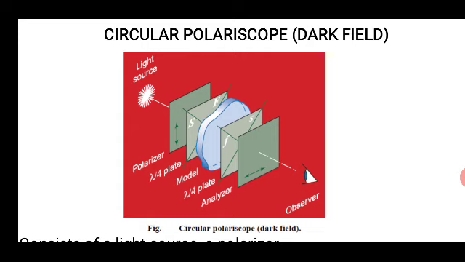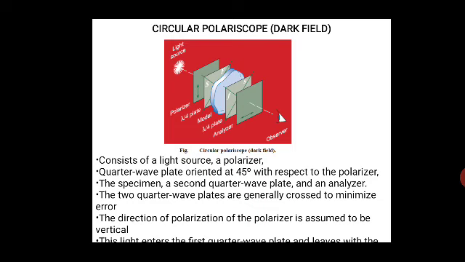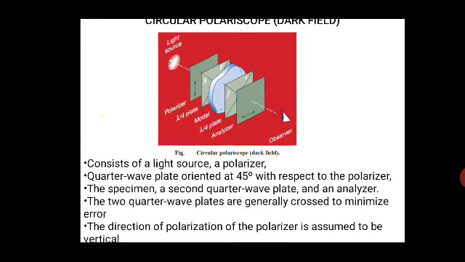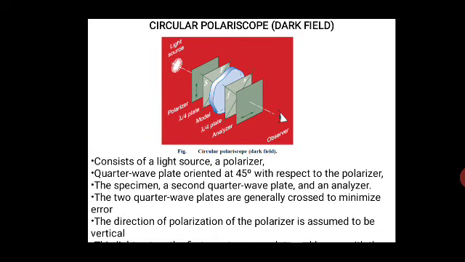See the optical arrangement. In general, as I told, both the quarter wave plates are oriented at 45 degrees with respect to the polarizer, and the specimen is in between the first quarter wave plate and the second quarter wave plate, followed by the analyzer. And one thing here: the two quarter wave plates are generally crossed to minimize the error, and the direction of polarization of the polarizer is assumed to be vertical.